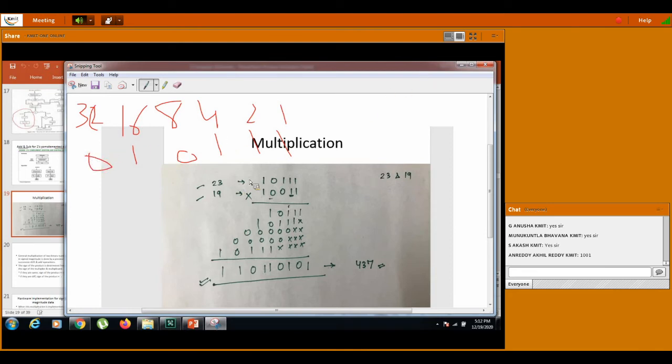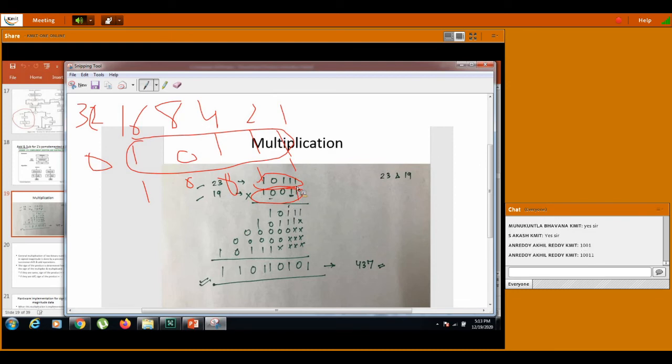It is a 5-bit number, so that is what is here. Now what about 19? How will you get 19? It is 1 0 0 1 1. So that is what you are doing here. Now you are multiplying both.